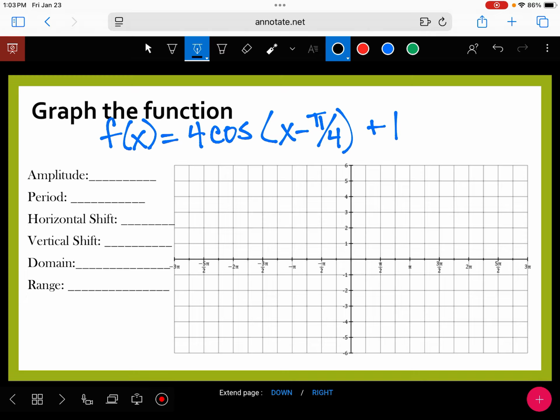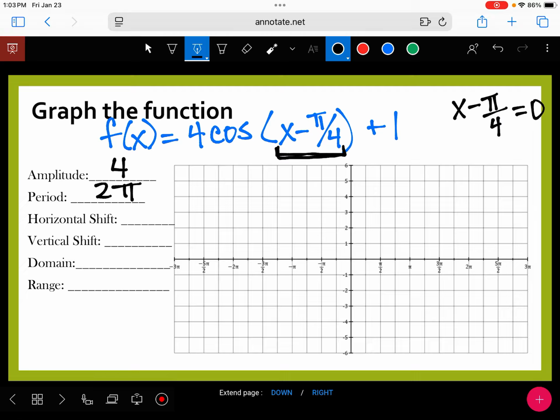So Miles, what's my amplitude? 4. Aaron, what's the period? 2 pi. 2 pi. Horizontal shift. How do you find the horizontal shift? Toby, how do you find the horizontal shift? This right here. Set it equal to what? 0. Now, if you don't see a parentheses, that means you don't have a phase shift. Maybe that's something else you want to say. If you don't see a parentheses around x, then we're just starting at 0.